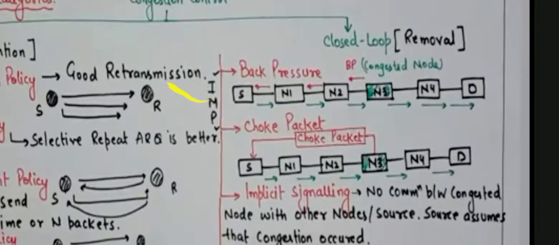Next we'll go for the closed loop. Closed loop is nothing but the removal technique. So the removal techniques, the first technique is back pressure. What is this back pressure?